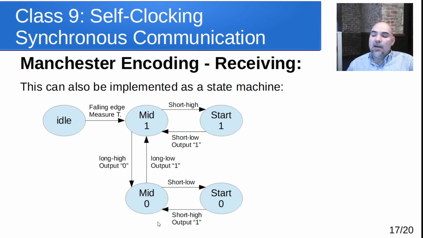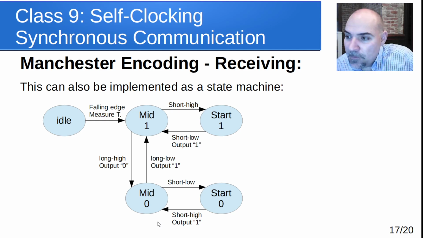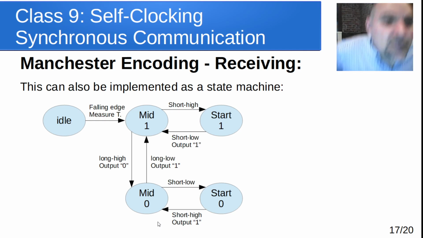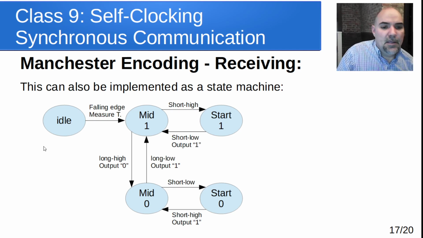Now, it might be easier for you to visualize this as a state machine. And here's a little state machine that shows that. So we are in the idle state. We get that falling edge of the sync bit. We end up in the middle of the 1, but we haven't output 1 yet. So we measured T, though. And now we use that as a yardstick to determine short or long. So if I get a short high pulse, I go to the start of 1. When I get a short low pulse, I output that 1.